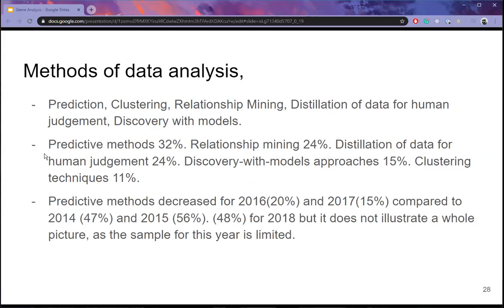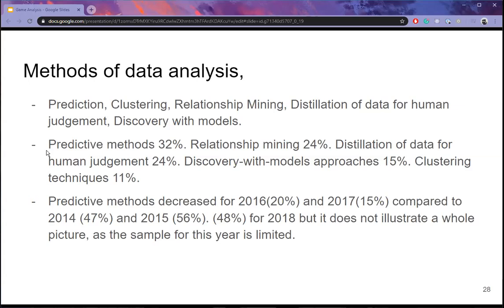Methods of data analysis. Okay, so there is prediction, clustering, relationship mining, distillation of data for human judgment, discovery with models. So prediction is a major task tackled by prediction methods. It is to predict performances of students. The most common methods include regression and classification.